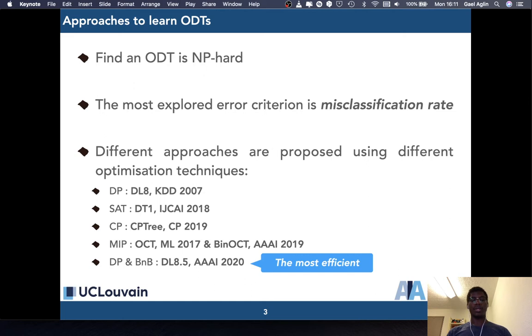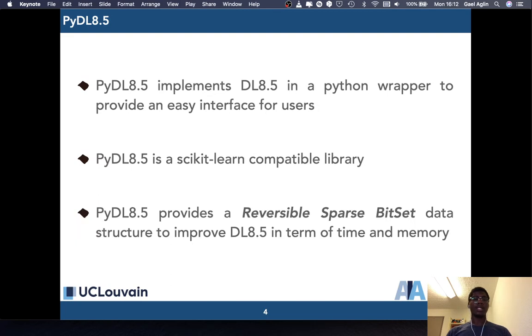The latest approach, DL8.5, uses dynamic programming and branch and bound search to find optimal decision trees. It is the most efficient algorithm to find optimal decision trees in a short period of time. In this paper, we present PyDL8.5, which is a Python library that implements DL8.5. Basically, the DL8.5 algorithm is written in C++.